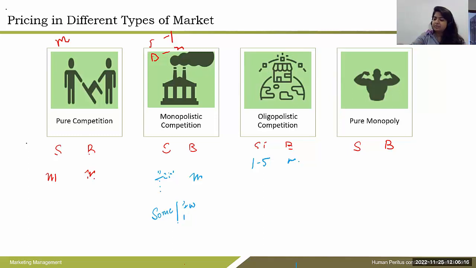Idealistic situation, what the government of India has right now in many situations. One seller, many buyers. Whatever price he or she is charging, you have to give it. Monopoly situation. Yes or no? Are we clear with different pricing strategies in different types of market? Anybody has any doubts?